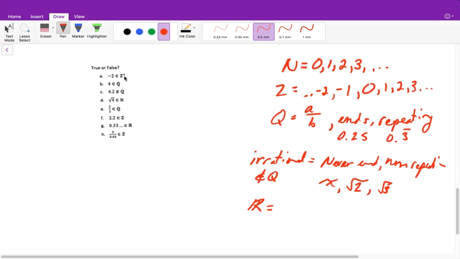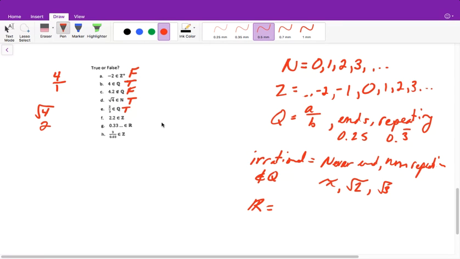Since this says Z positive, that means it has to be a positive integer. Negative 2 is not positive, so it's false. Is 4 rational? Yes, we can rewrite 4 as 4 over 1, so it is a fraction. So yes, it is true. 4.2 is not irrational. That's false because since it ends, that means it has to be rational. Square root of 4 is equal to 2. 2 is a positive whole number, so that is natural, yes. 2/3 is rational. That is true because it can be written as a fraction.